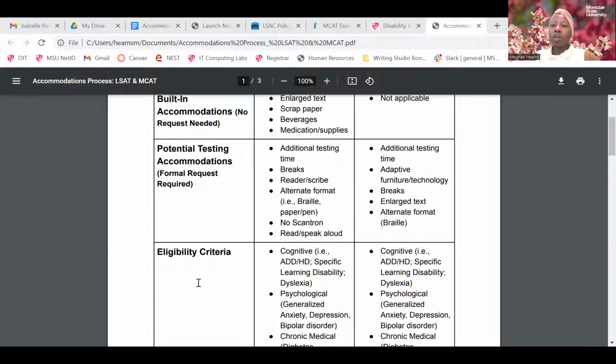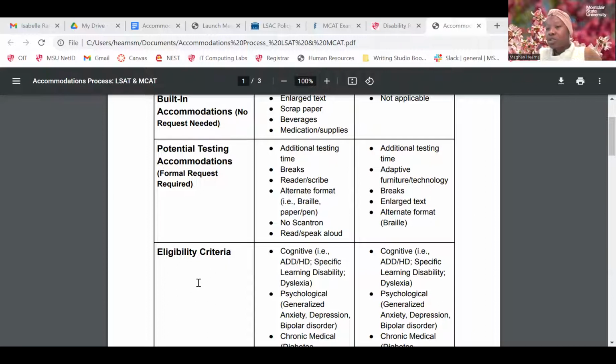So regarding the LSAT, these accommodations must be requested and follow the formal request procedure, which we're going to talk about. Additional testing time is available. Pre-scheduled breaks during the exam are also available. A reader or a scribe. A reader is someone who would read the text to you. The scribe is pretty much, I like to say, your hands. So you dictate what your answers would be, and the scribe would complete or select those answers.